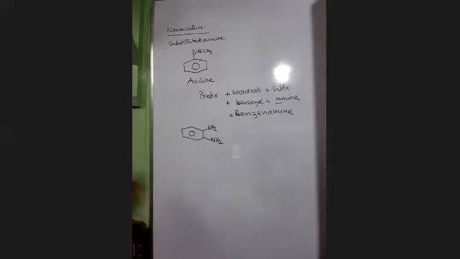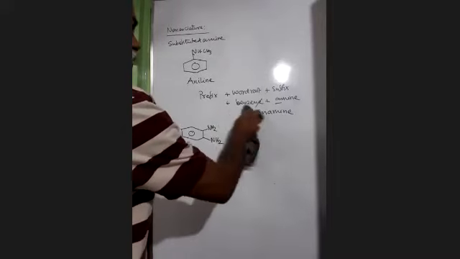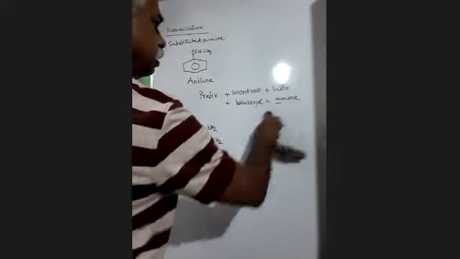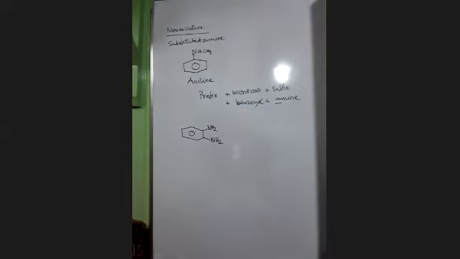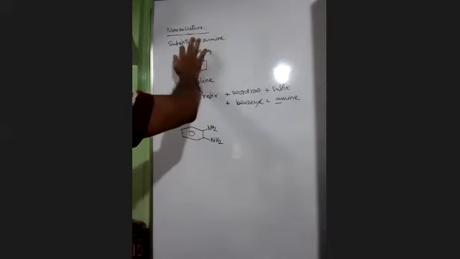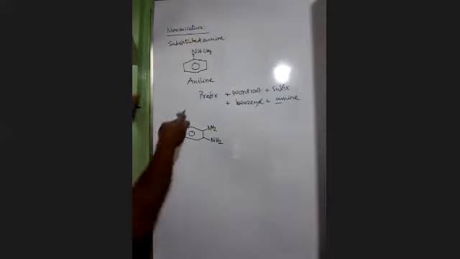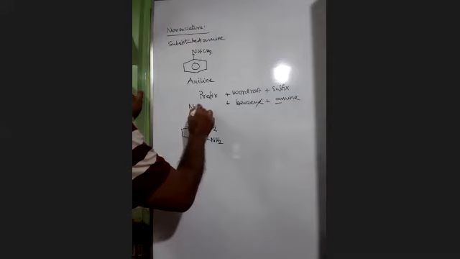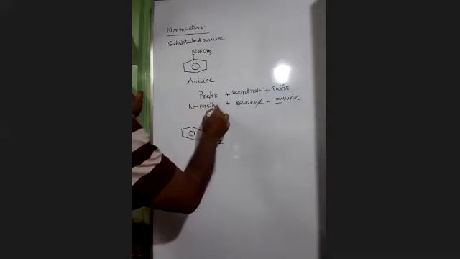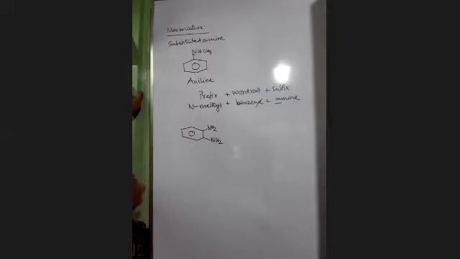Okay. So what will be the name here? See, here you have a methyl group substituted on nitrogen. So the name will be N-methyl. So it will be N-methyl benzenamine.